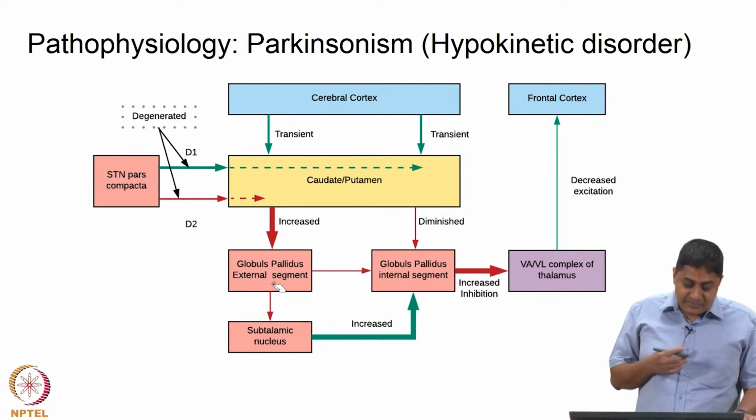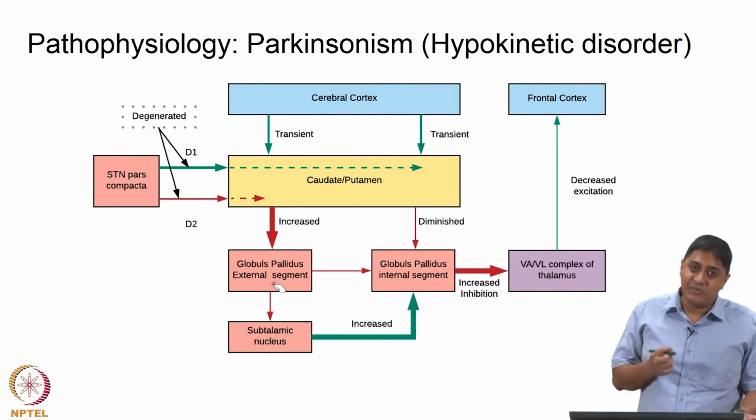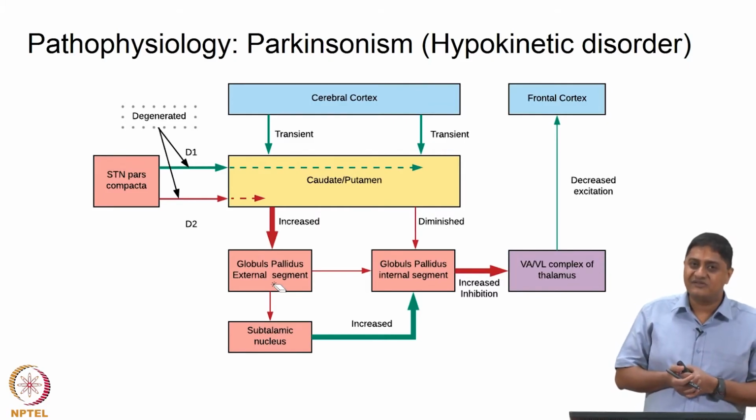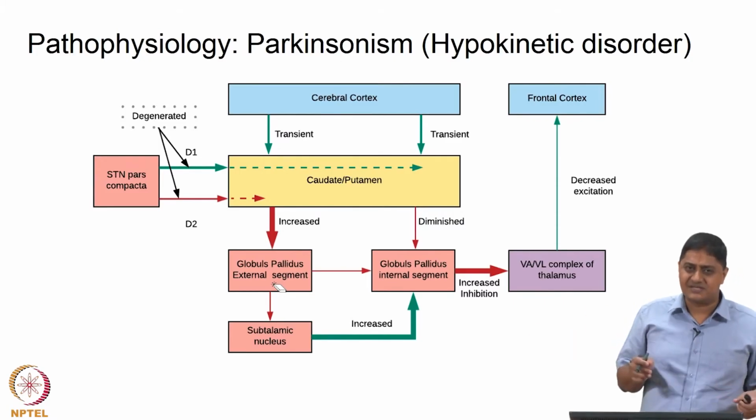So, suppose this dopaminergic input is compromised, the amount of dopamine that comes in is reduced for whatever reason, right. What happens is that the substantia nigra pars compacta neurons degenerate. Why do they degenerate? That is a topic that we will discuss in a future class, right.